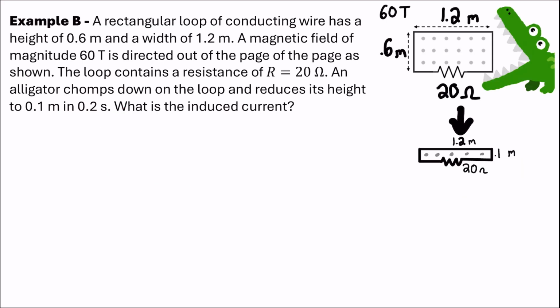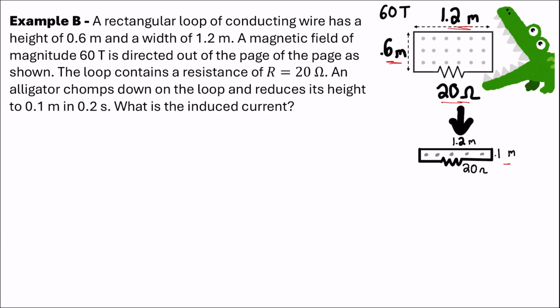The next question involves current being induced by the area through which the field is acting changing. So here I have a rectangular loop. The length is 1.2, and that stays the same. But the height of the loop is reduced from 0.6 meters to 0.1 meters. And then it's a loop of wire.